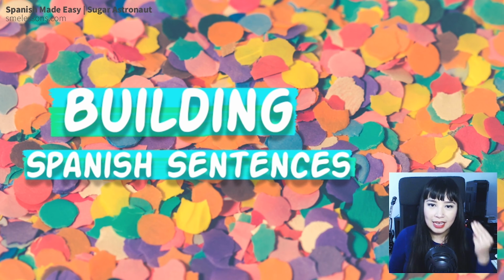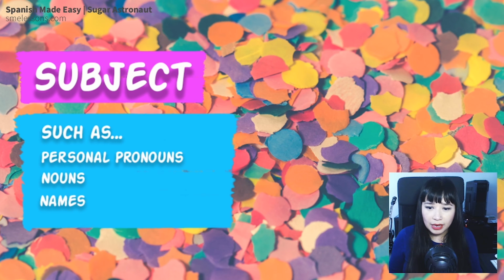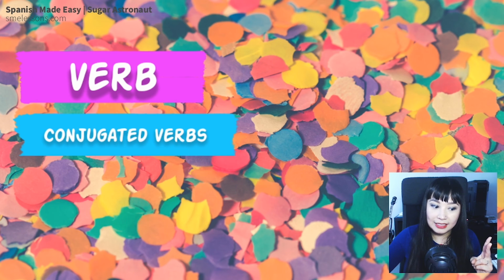Essentially, you need three components in order to build this sentence. The first one is a subject, a personal pronoun, a noun, or a name, like Miguel, Maria, Pedro, John, Michael. The second thing you need is a verb. And obviously, the verb is going to be conjugated. Same as in English, you need to conjugate a verb. You gotta know the conjugation of different Spanish verbs. Okay, so far so good. Subject and a conjugated verb.